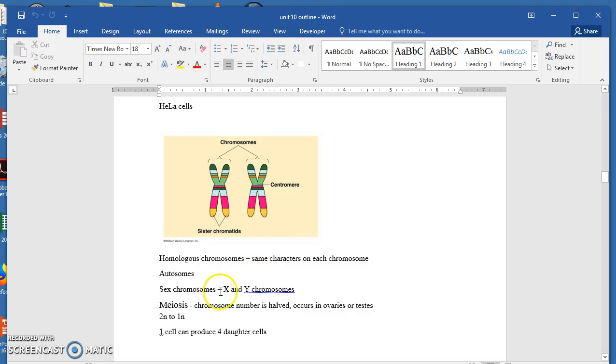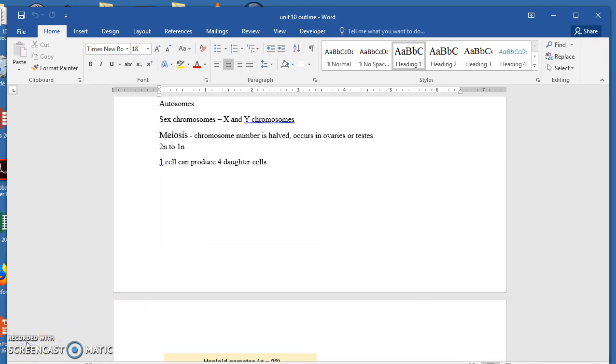The sex chromosomes determine sex. That's why they're called sex chromosomes. And the X and the Y are the sex chromosomes. The Y chromosome is not as large and does not contain as much information as the X chromosome. But generally, what happens under normal circumstances, a female will have two X's and a male will have an X and a Y.